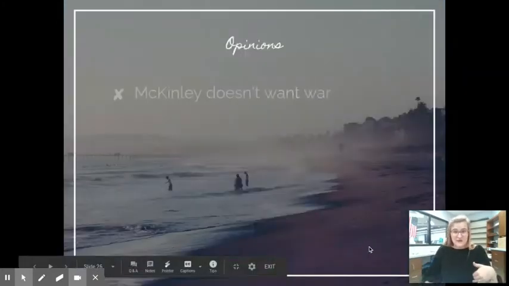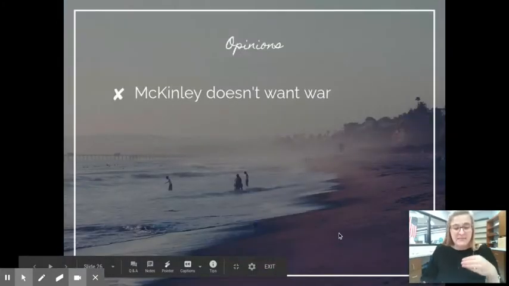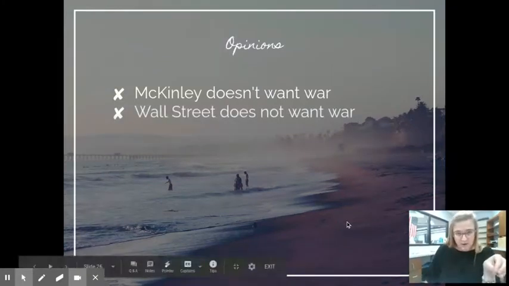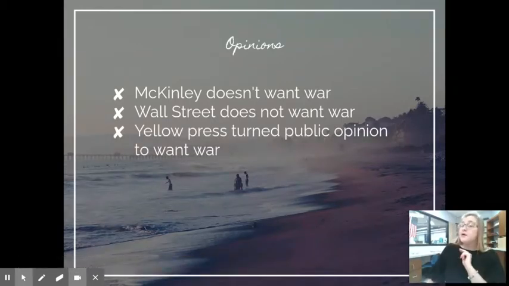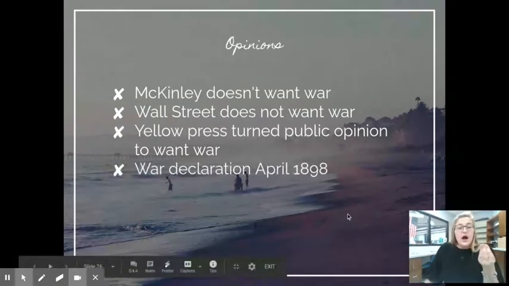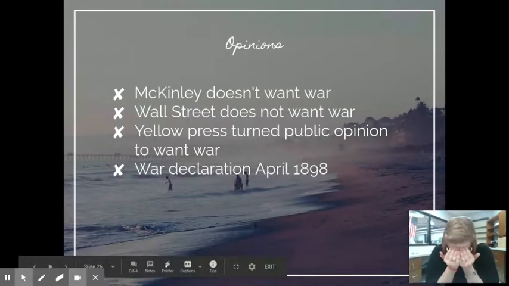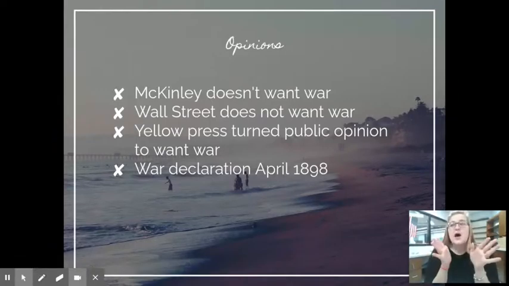Here's the long run of it. So basically, in the beginning, McKinley and Wall Street don't want war, right? Because it could hurt the economy, and you don't want to be a president during war. It just doesn't turn out well for most presidents, okay? Yellow Press obviously wants the war. Pulitzer and Hearst want the war because it sells papers for them. The war is declared in April 1898, 2 months after the USS Maine explosion.